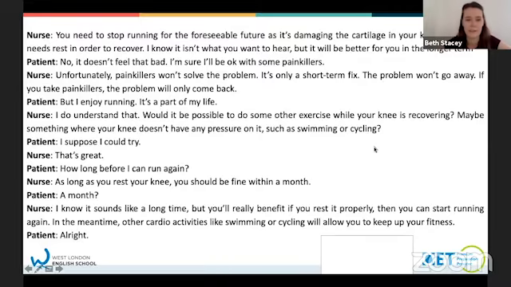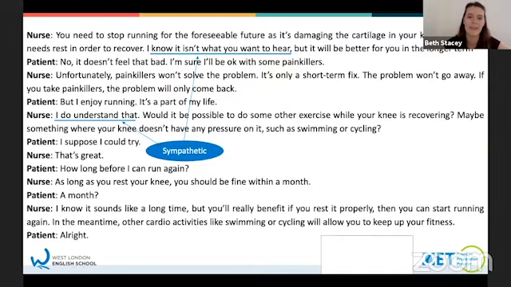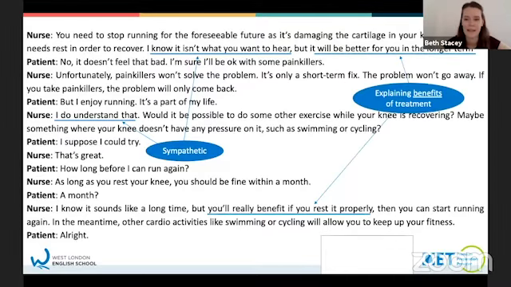Let's have another look at some good language here. So the nurse is empathizing, saying, I know it isn't what you want to hear, but it will be better for you. And I do understand that. So we've got a range of language here. The nurse isn't continuously saying, I do understand, I do understand. They're using a range of language. And explaining the benefits of the treatment in this case. Yeah, so it will be better for you and you'll really benefit. You're trying to persuade the patient here.